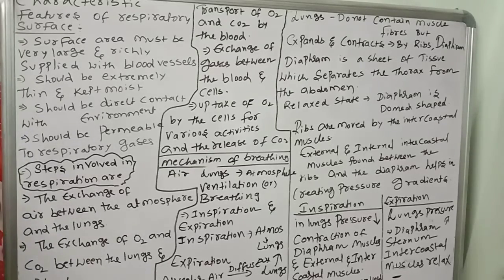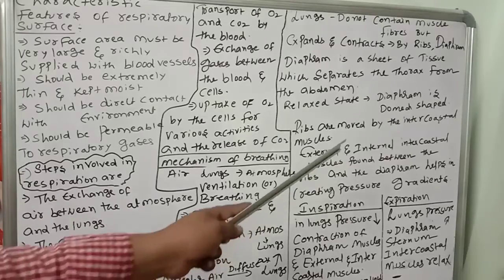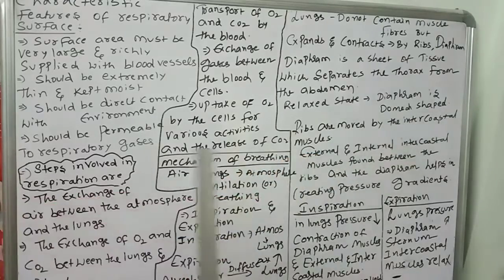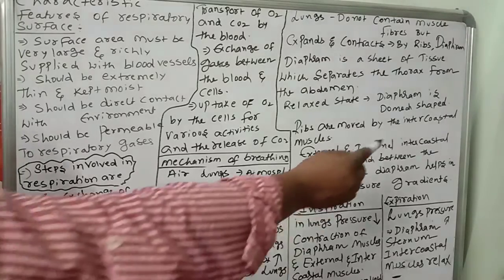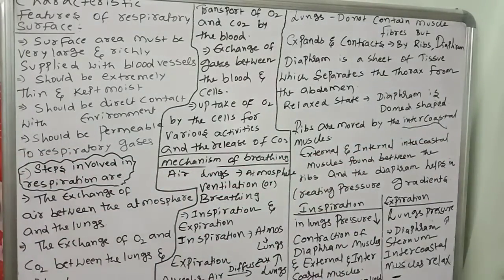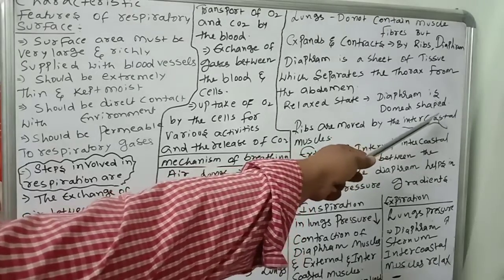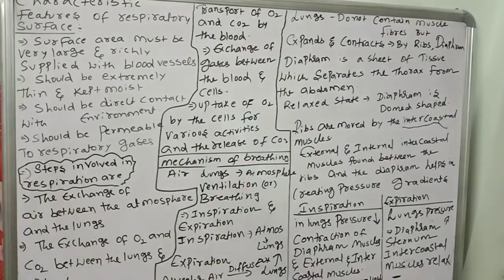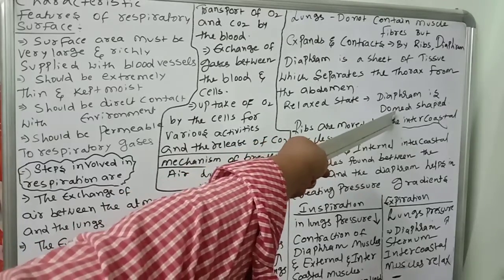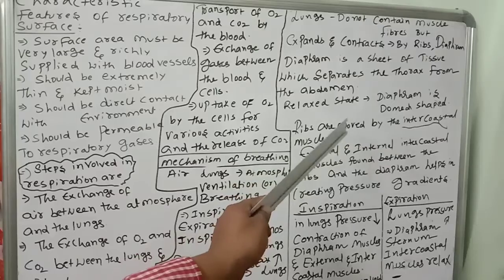Next, the ribs are moved by the intercostal muscles. This is very important. It is because of these intercostal muscles that the ribs move. While the ribs are moving, expiration and inspiration take place. So the ribs are moved with the help of the intercostal muscles.